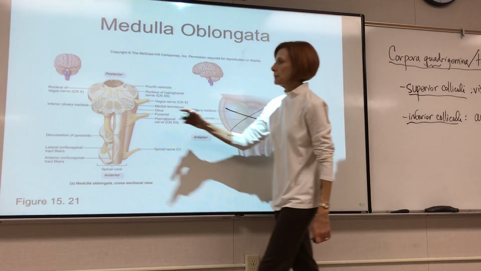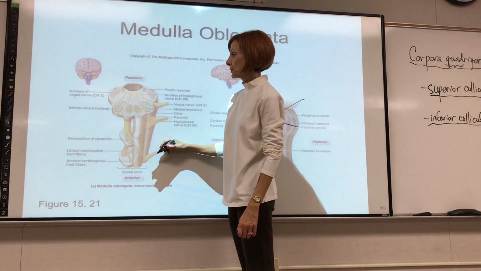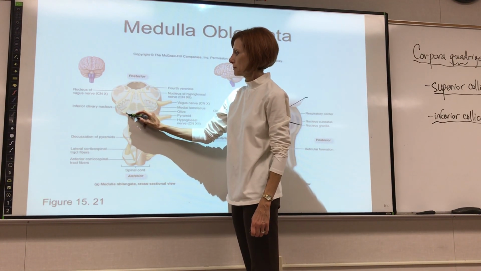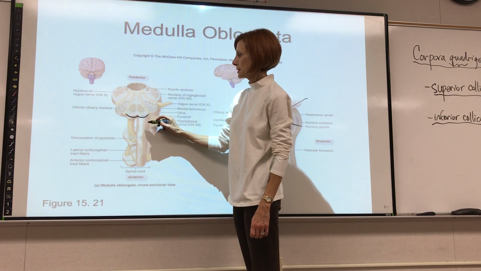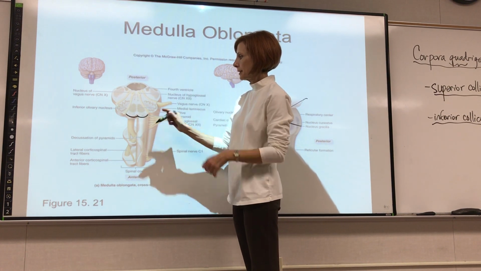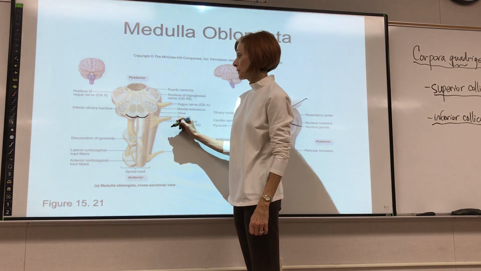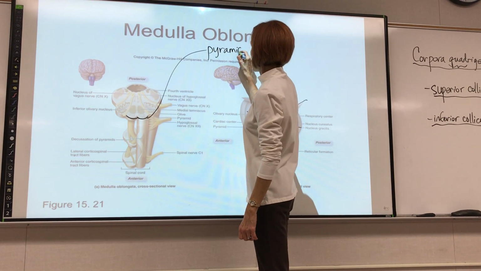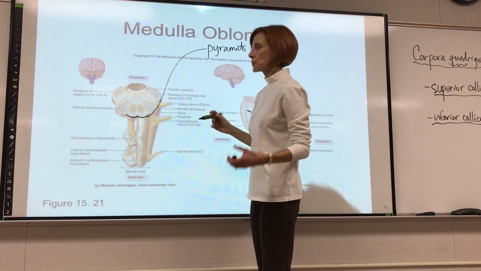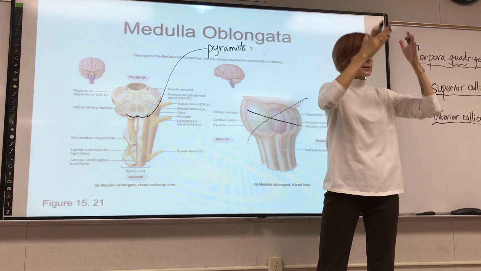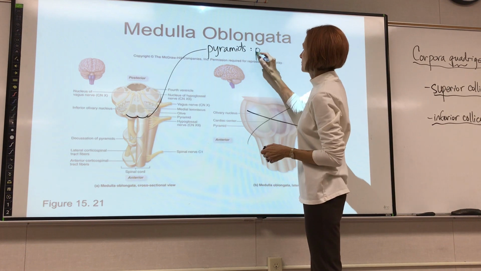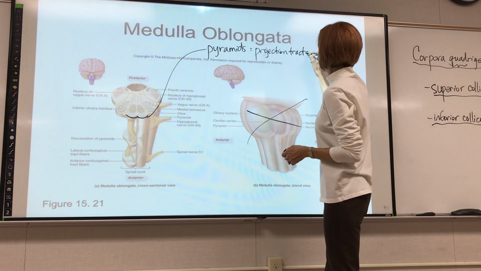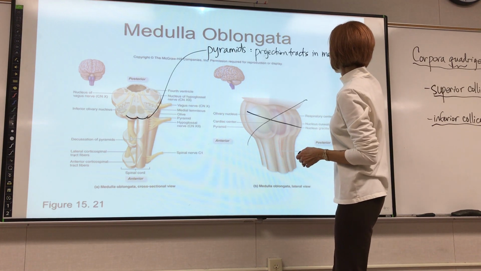Okay, this one I may include on the practical, and you can see here these two kind of little anterior bulges. They kind of stick out a little bit on the anterior side. These are called the pyramids, okay? The pyramids are actually projection tracts. So again, this is where we have axons passing through that are traveling vertically. Okay, so projection tracts in the medulla.